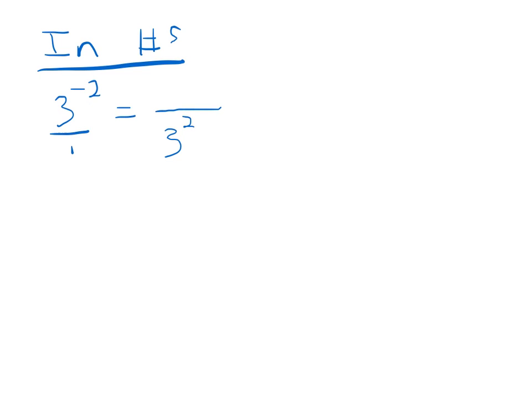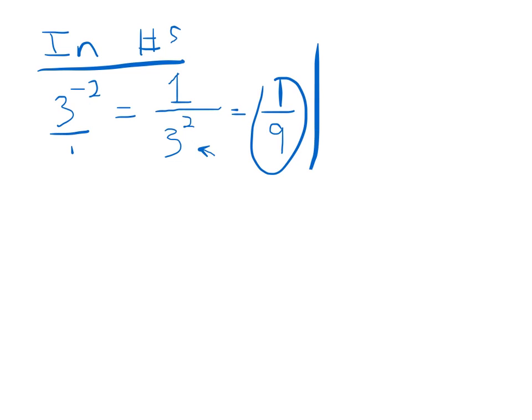Now, if there's nothing up there, we can assume that there's just a hidden 1 up there. And then, again, this is not simplified all the way because you have a number raised to a power, so this would simply be 1 over 9. And that would be your final answer to the original problem.